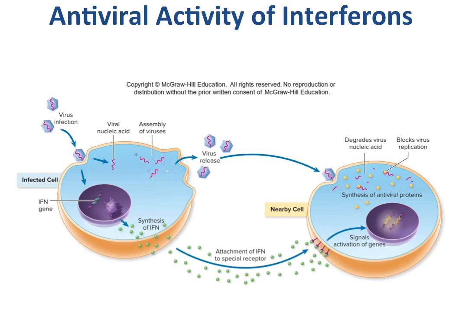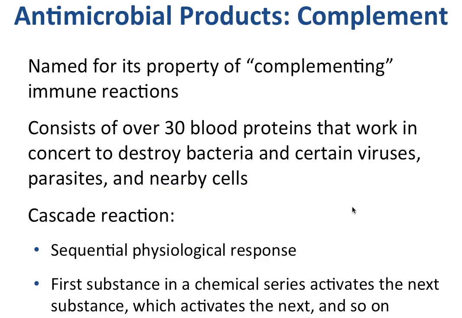Here is the diagram. We can see once the virus invades the cells, the virus can induce the interferon production. So the interferon can be released to the interstitium, and then interferon will bind to the adjacent cells. The adjacent cells can produce certain antiviral proteins to digest the viral RNA and inhibit the virus protein translation.